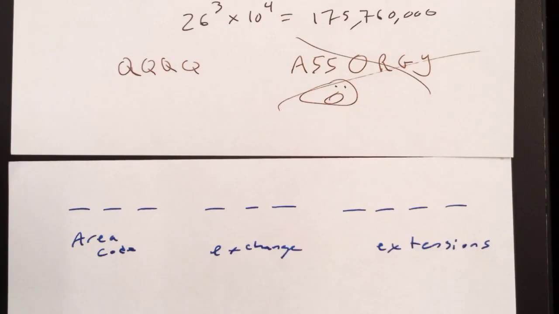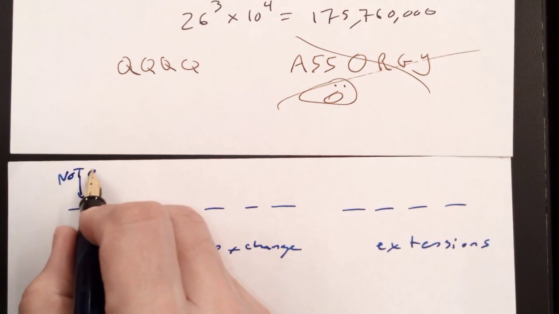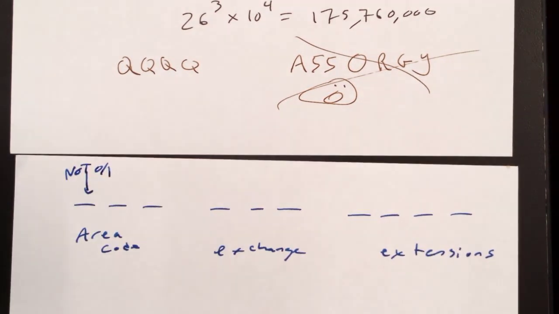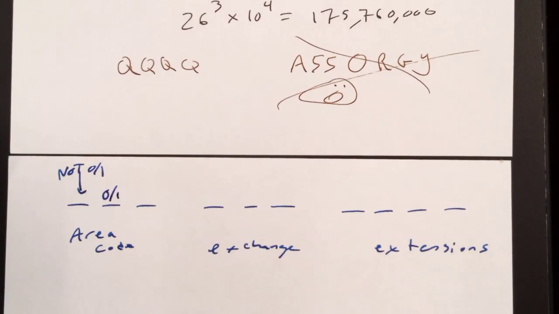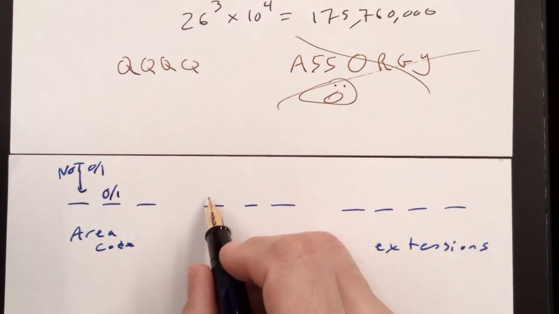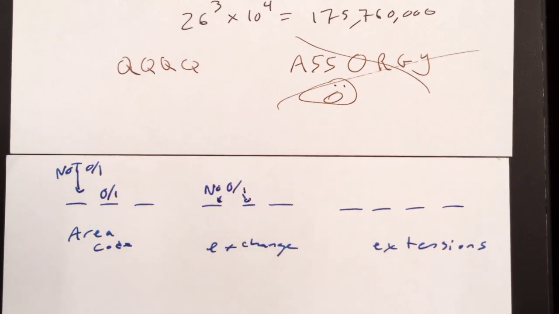When the Nationwide Telecom Act started in the 1950s, they made a rule: the first digit could not be a 0 or a 1. In the area code, the second digit had to be a 0 or a 1. And then in the exchange, neither of these numbers could be 0s or 1s.